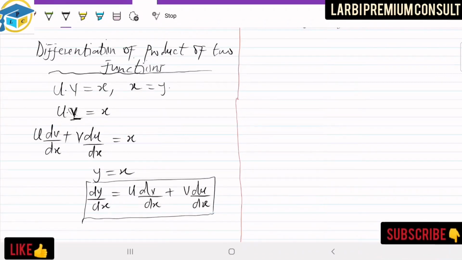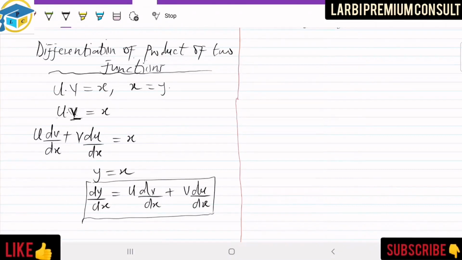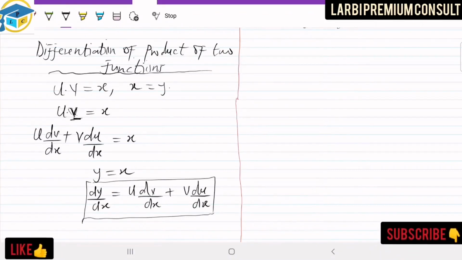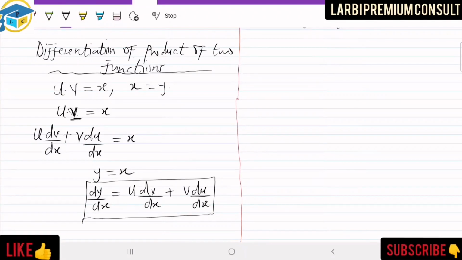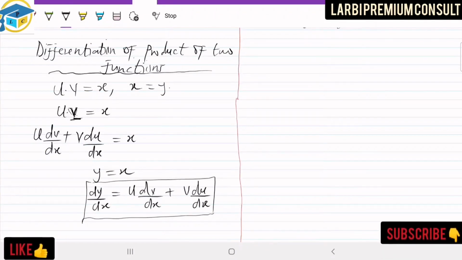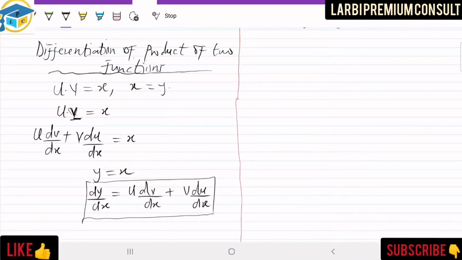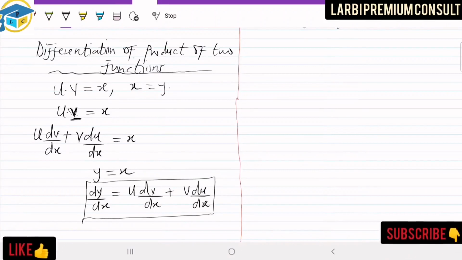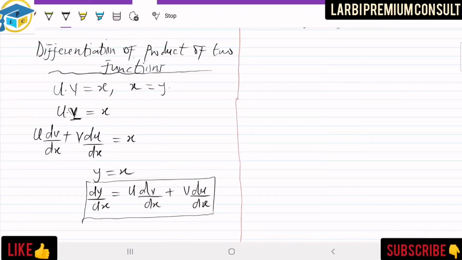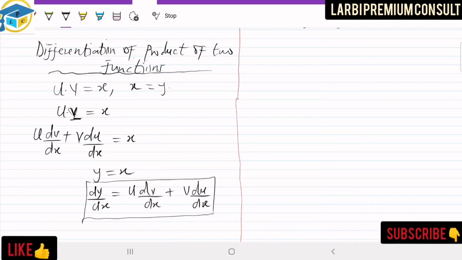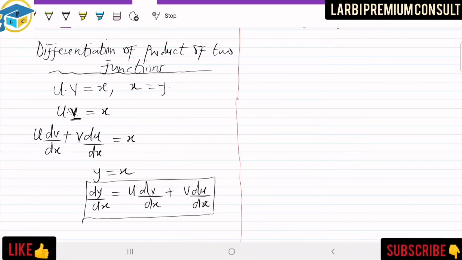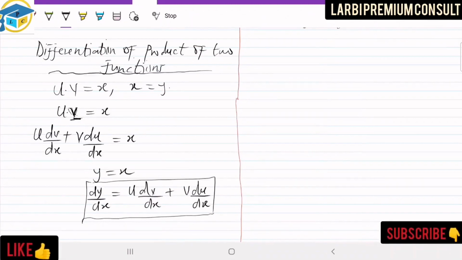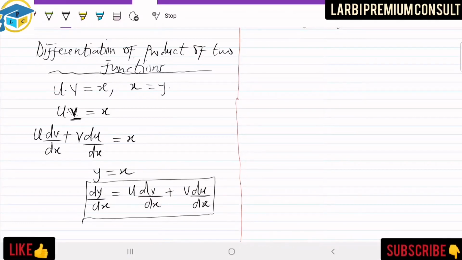So the first thing you need to do is hold the first function, let's say the u, and then differentiate the v with respect to the quantity you are differentiating with. Then we said that the product of two functions results in addition. So after that, you bring your addition sign, and then you hold the second function, you differentiate the first function, and that is all in that case.